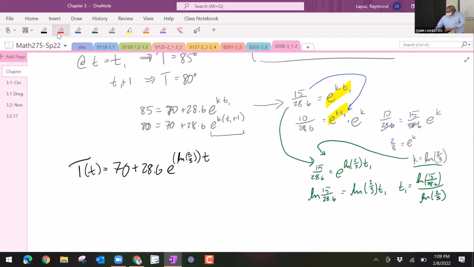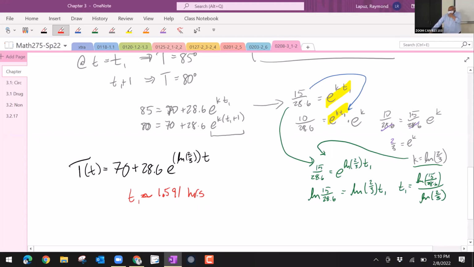So t1 is equal to approximately 1.591, and this is in hours because they're talking about an hour later. So the body was found a little bit more than an hour and a half ago, so then you can register the time of death and continue on with your investigation.